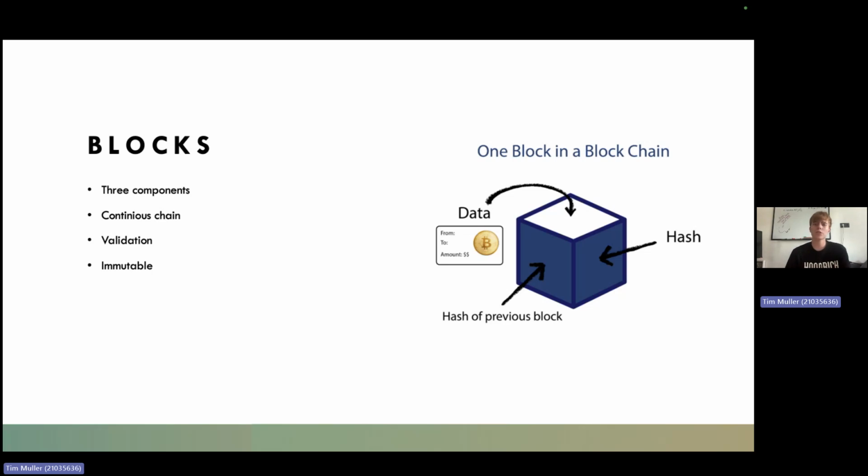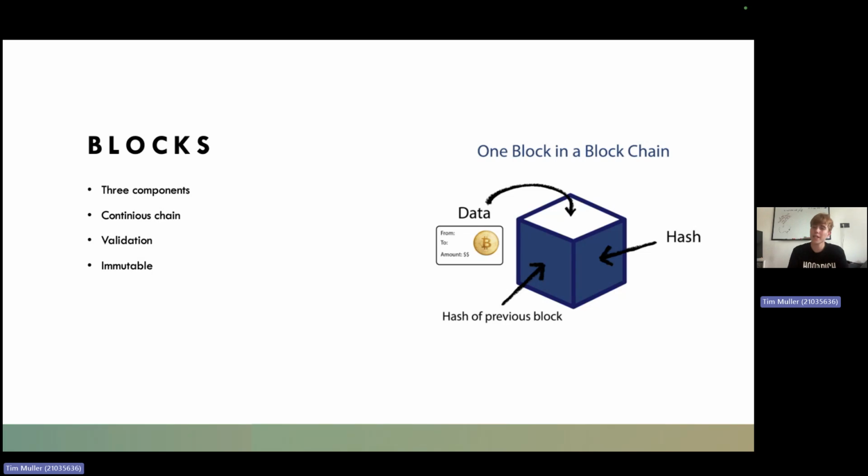When we look further into the blocks, they always consist of three components. One component is where the data and the transactions are stored. Then you have the hash, which is like the identical fingerprint of the block. The last component is the hash of the previous block, because each block is connected to the previous block. So this shows that it is like a continuous, secure chain of information.